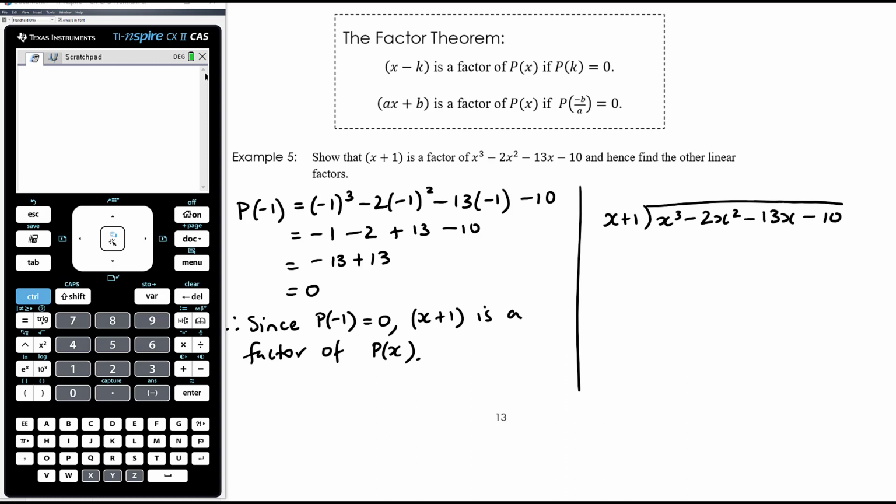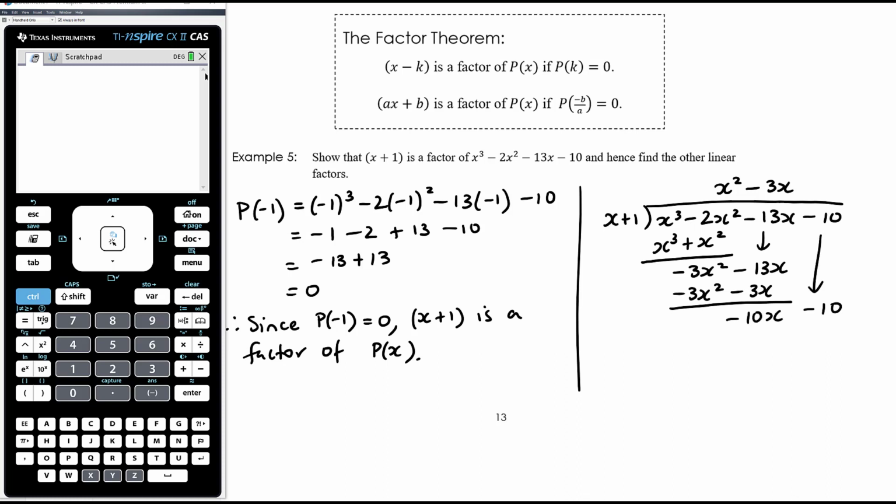Okay, hopefully we're getting good at this long division by now. What do I multiply x by to get x cubed? That's x squared. x squared times x plus 1 is x cubed plus x squared, and then I subtract. Negative 2x squared minus x squared is minus 3x squared. Bring down our next term. What do we need to multiply x by to get negative 3x squared? That'll be minus 3x. Negative 3x times x plus 1 is negative 3x squared minus 3x. And then we subtract. Negative 13 minus 3 is negative 13 plus 3, so that's negative 10x.